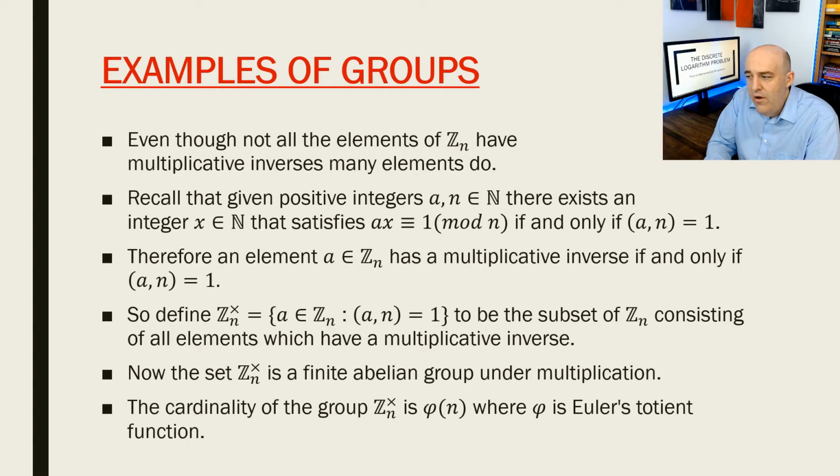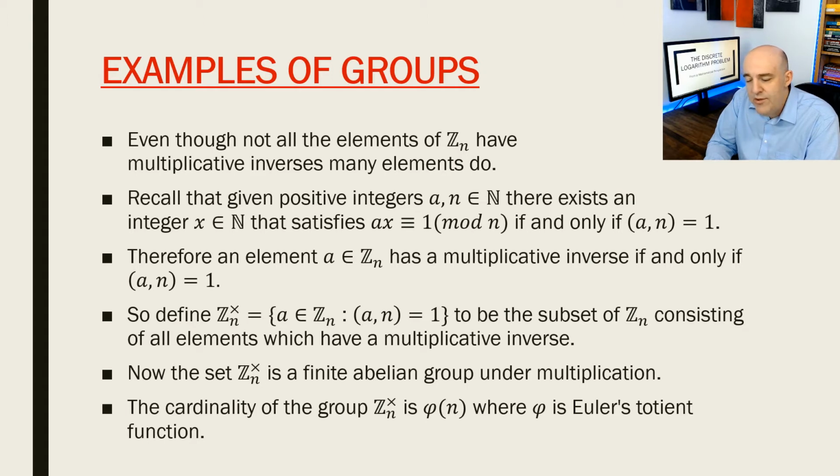But there are a lot of elements in Zn which do have multiplicative inverses. They don't all, but a lot of them do. So which elements have a multiplicative inverse? Well, remember that if we're given two positive integers a and n, there's going to exist an integer x that satisfies ax is congruent to 1 mod n if and only if the greatest common divisor of a and n is 1. So an element a in Zn will have a multiplicative inverse if and only if a is relatively prime to the modulus. In other words, the GCD of a and n is 1.